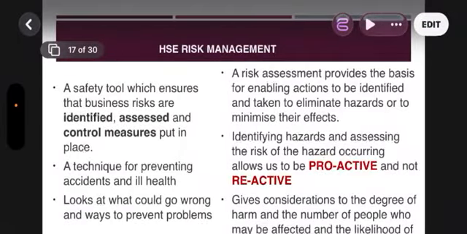HSE risk assessment. A safety tool which ensures that business risks are identified, assessed, and control measures put in place. A technique for preventing accident and ill health. Look at what could go wrong and the way to prevent problems. A risk assessment provides the basis for enabling action to be identified and taken to eliminate hazards or to minimize their effect. Identifying hazards and assessing the risk of the hazard occurring allows us to be proactive and not reactive.